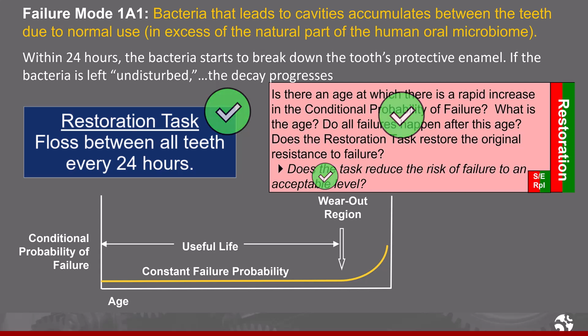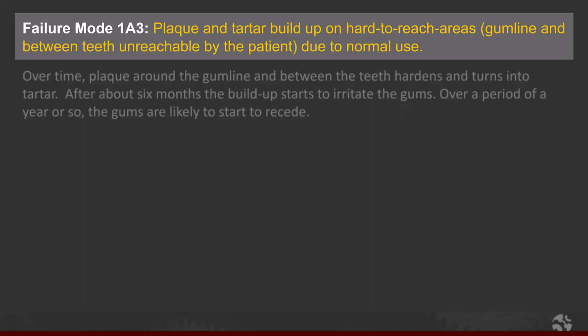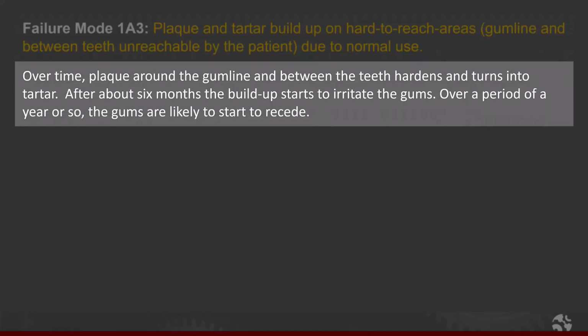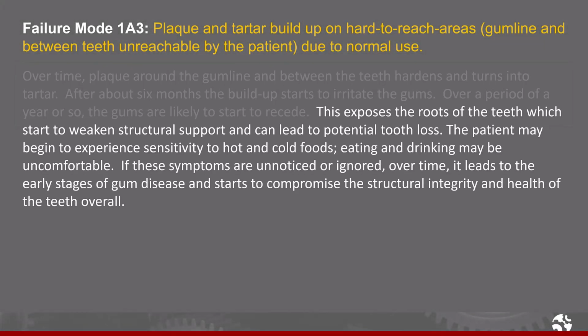Let's take a look at failure mode 1A3. The failure mode is plaque and tartar build up on hard to reach areas, gum line in between teeth unreachable by the patient due to normal use. Here is the failure effect. Over time, plaque around the gum line in between the teeth hardens and turns into tartar. After about 6 months, the buildup starts to irritate the gums. Over a period of a year or so, the gums are likely to start to recede. This exposes the roots of the teeth, which start to weaken structural support and can lead to potential tooth loss.